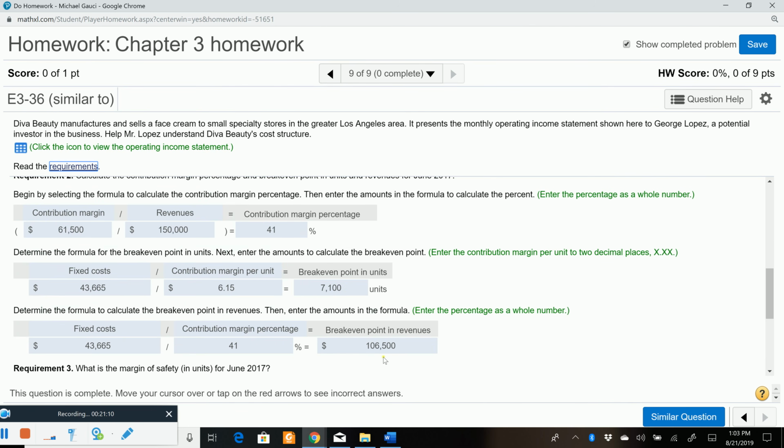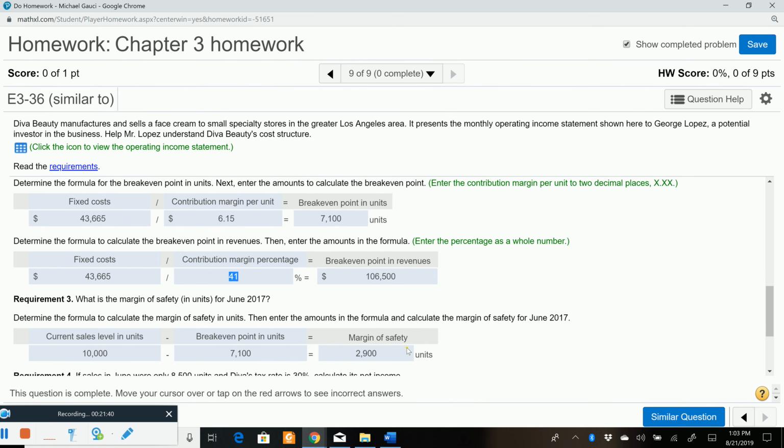How about in revenue dollars? It's going to be, your numerator is the same fixed costs, but your denominator is not going to be the contribution margin per unit. It's going to be the contribution margin percentage, which we calculated above as 41%. 43,665 divided by 41% or 0.41, you get 106,500, which is your break-even point in revenues.